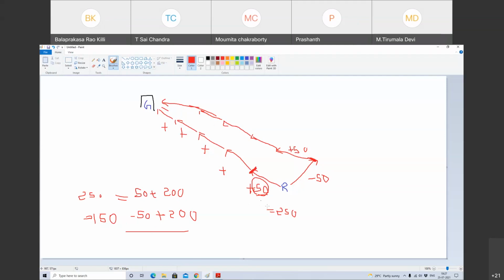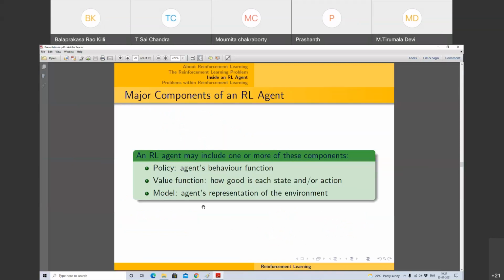So which action is good? Left action is good. Therefore, the value function will tell you the goodness of state, and there is something called the Q value function, which tells you the goodness of action. Suppose you are here, this is the state. What is the best action, whether to move left or move right? That will be given by this action value function, the Q value. So that is value.